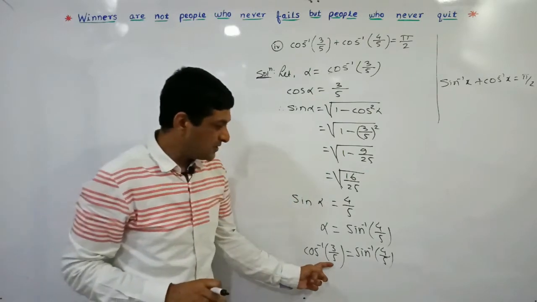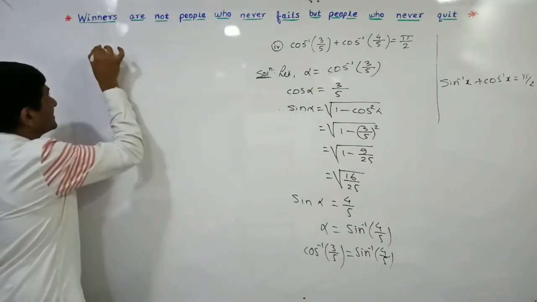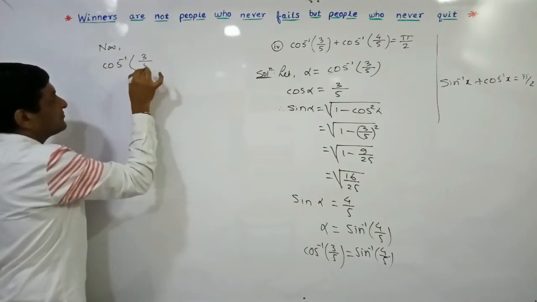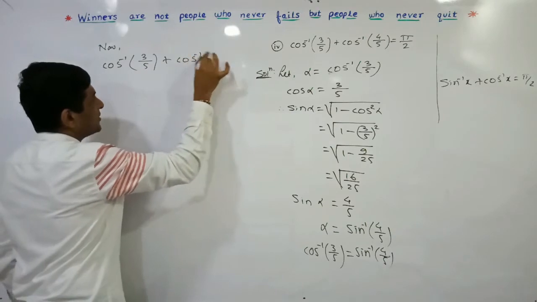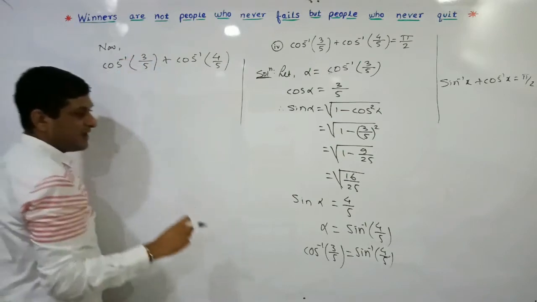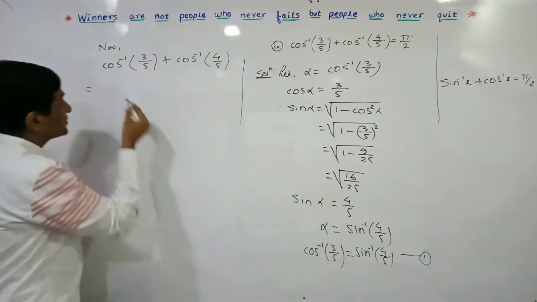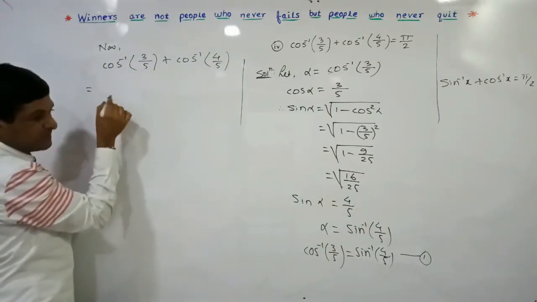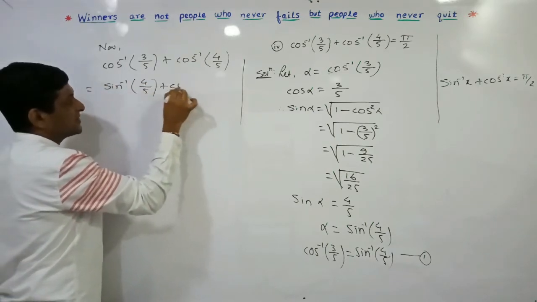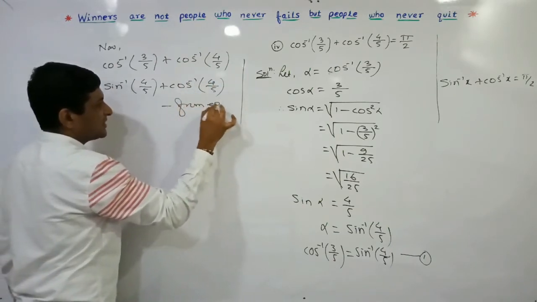Now once the value of cos inverse in terms of sine inverse is known to us, consider the left hand side. What is our left hand side? Cos inverse of 3 by 5 plus cos inverse of 4 by 5. Now cos inverse of 3 by 5 is equal to sine inverse of 4 by 5; already we have proved it. So substitute the value of cos inverse of 3 by 5 as sine inverse of 4 by 5. This value we are substituting from equation first, so give the reason: from equation first.